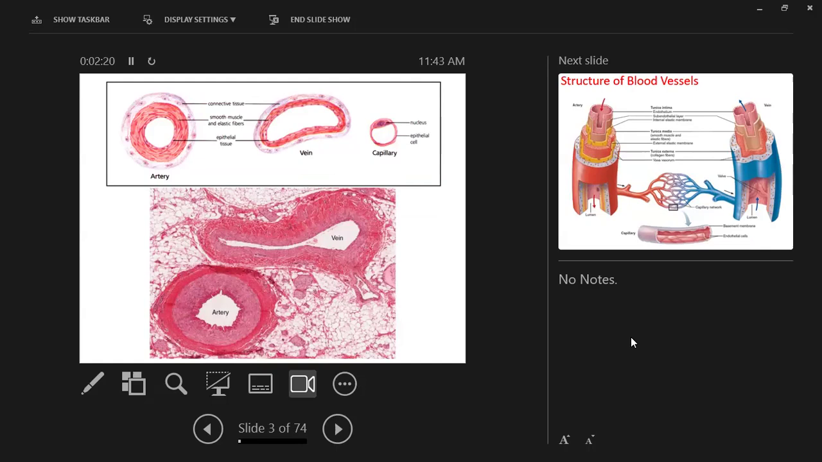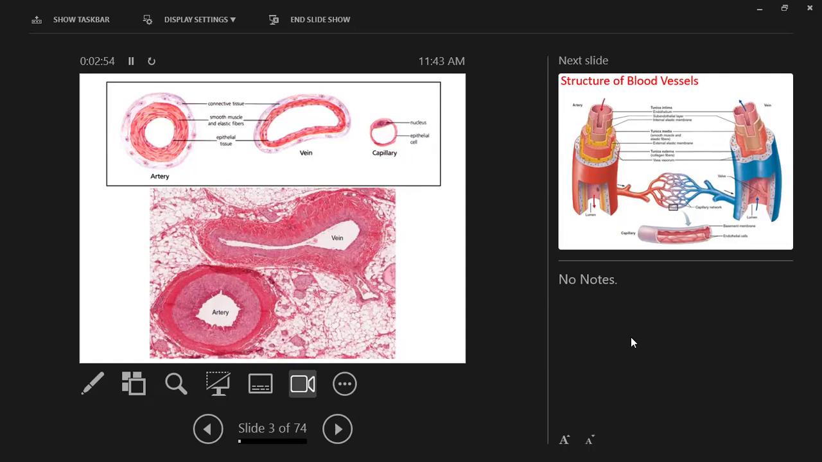Here's what the vessels look like. Here's the artery. You can see the very thick muscular layer right here. We have a similar muscular layer on the vein, not as thick. The outer layer, the connective tissue adventitia layer, or the tunica externa, tunica means coat. They have the same type of layers, but they're much bigger in the artery. And the inner layer is the tunica intima, which is the non-stick surface. Both the artery and the vein have that.